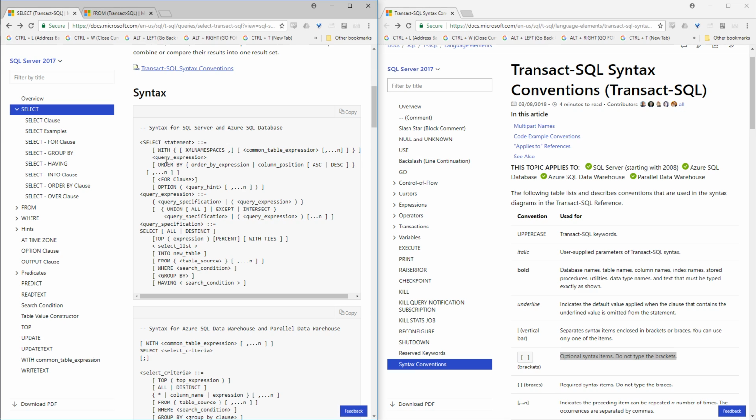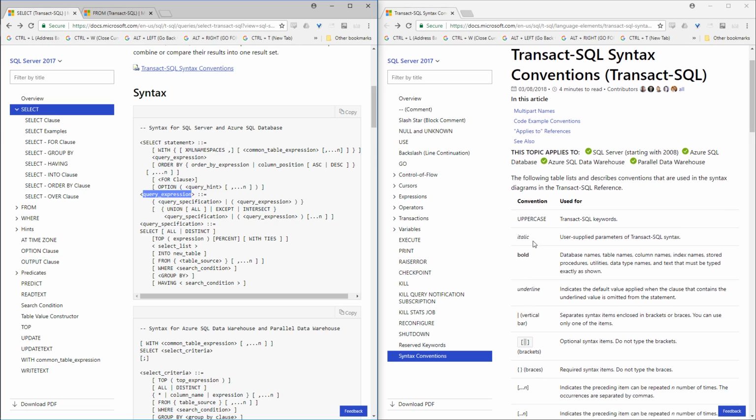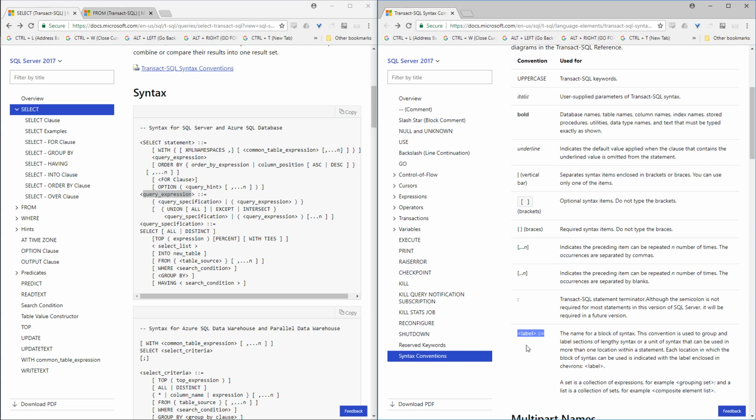So for example, you'll see this square bracket here, and you're like, what does that square bracket mean? Well, you can just map it here and say, hey, the square brackets are optional syntax items and they don't want you to type the brackets. That makes sense. You can see this query expression here. What does this mean? Well, query expression is right here, so that logically means that it's going to map to this, and then you can just use that mapping on this right hand side to understand that specific label. And obviously, you can see that this is a label.